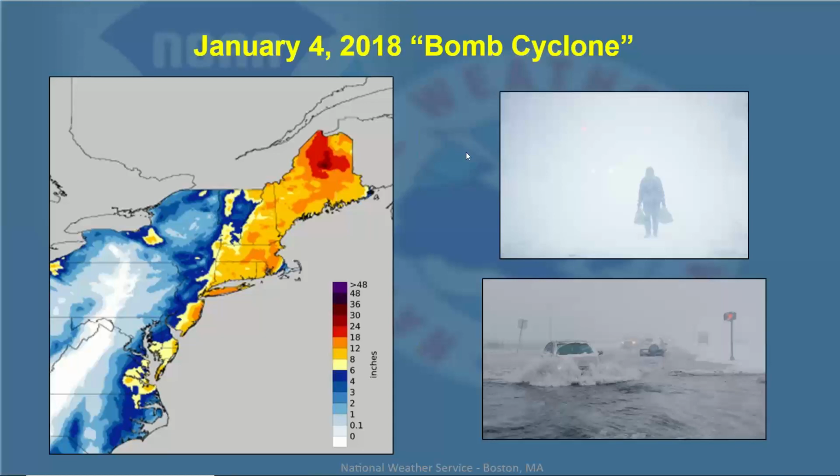And in this case, if you think about it, the faster a storm intensifies, the stronger the wind. So you're going to have very strong wind, combine that with snow, you're going to have blizzard conditions. And then on the bottom right corner, you can also see the coastal flooding as well, because the seas were being stirred up.